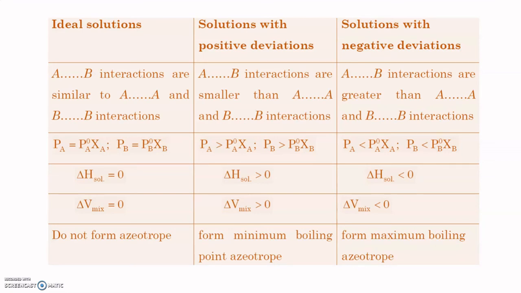Now, what is this azeotrope? You would have heard about this. Azeotropes are those solutions which do not separate into their components, wherein both the components boil at the same boiling point, with the same temperature. We'll look into that.